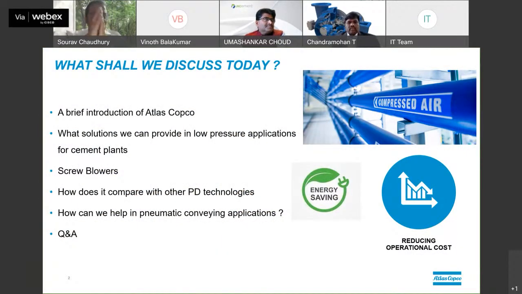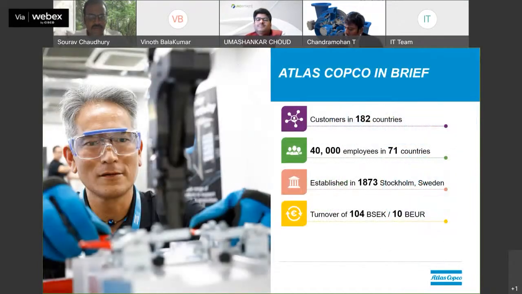We'll start with a very brief introduction of Atlas Copco, who we are, what company we come from. Many of you might know us, but still we'll keep it short. Then we'll go straight into the applications, and specifically discuss low pressure compressed air applications, where we can help reduce substantial energy, save carbon footprints, and see what's in the future. We'll also take a few questions and answers before concluding.